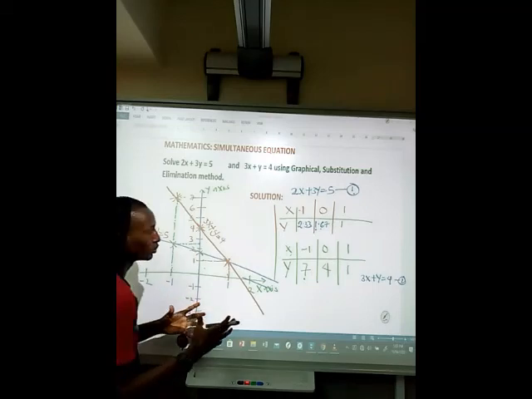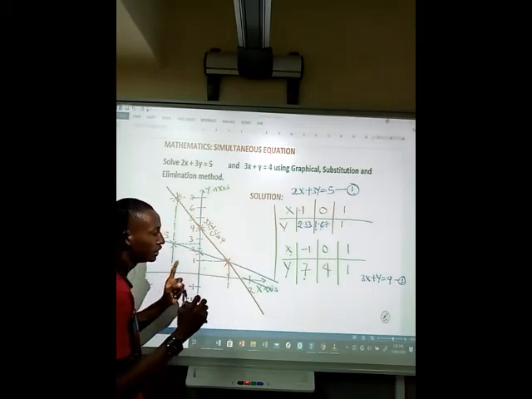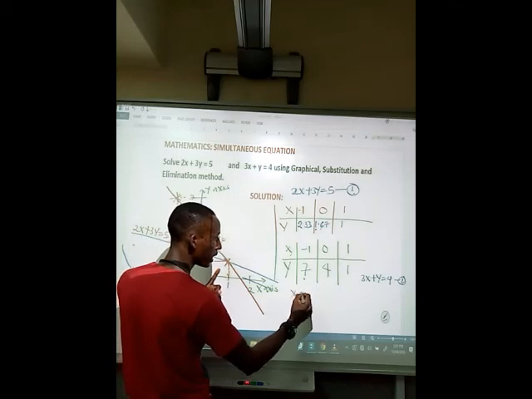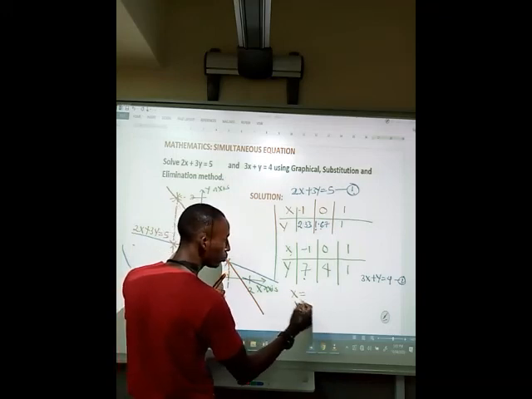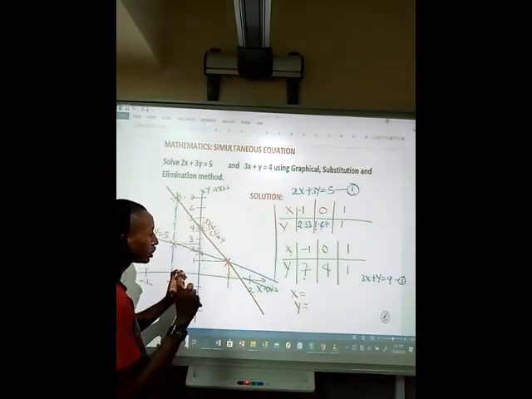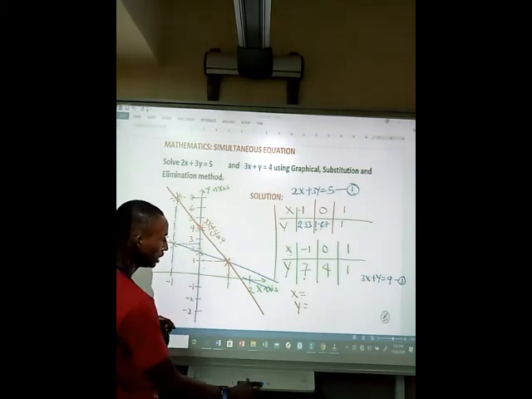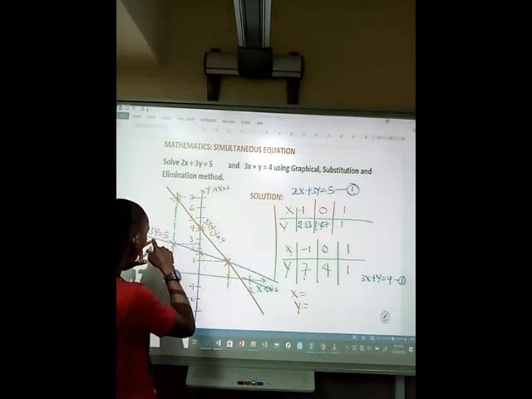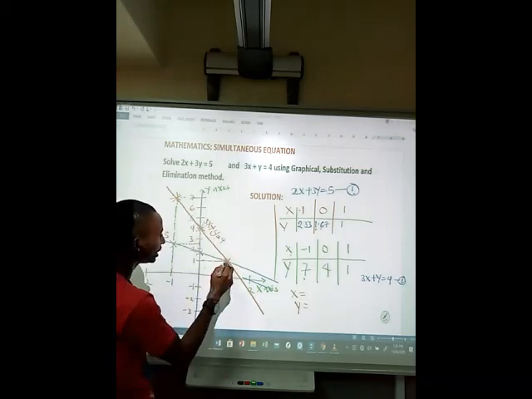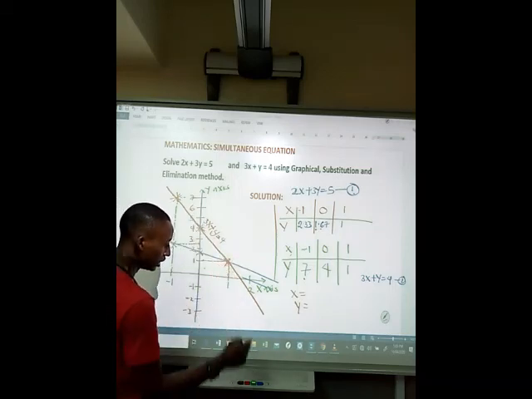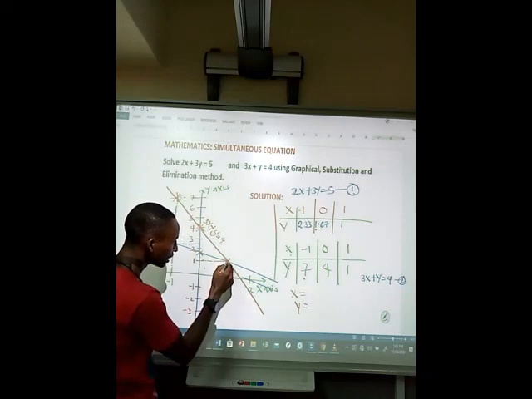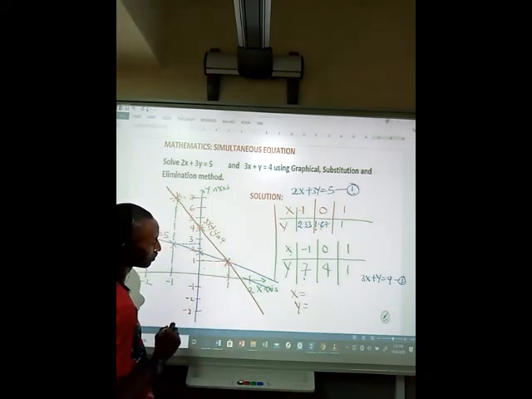Now, on a final note, do not forget your mission. The mission is to determine the value of x and the value of y. So when you look, I want to check in your two lines the point of intersection. Looking at the two lines, this is the first line and this is the second line. This is the point of intersection. This particular point is the point of intersection.